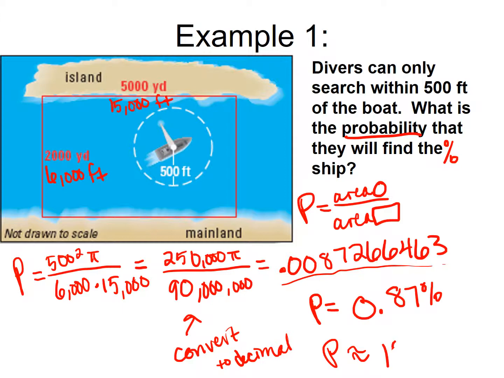It's roughly almost 1% for that ship to find it on the first dive with sonar rather than for them to keep going. So that's my answer, about 1%, or if you want to be a little more accurate, 0.87%. That's how likely that boat would be to find that vessel.